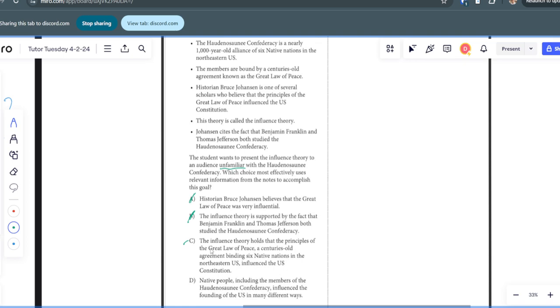That one doesn't really introduce influence theory. Let's see. Let's read the notes a little bit. This theory is called the influence theory. One of several scholars who believe that the principles of the Great Law of Peace influenced the U.S. Constitution.